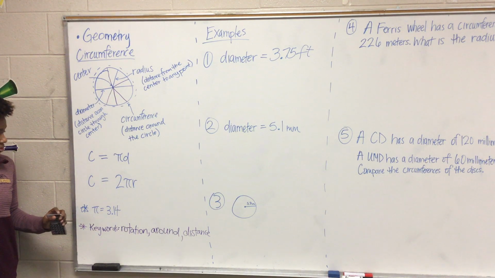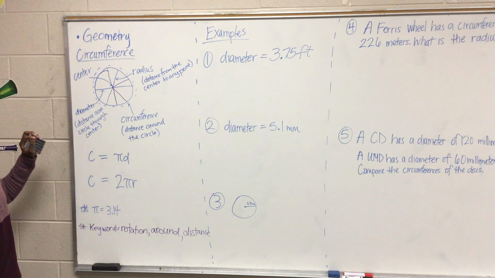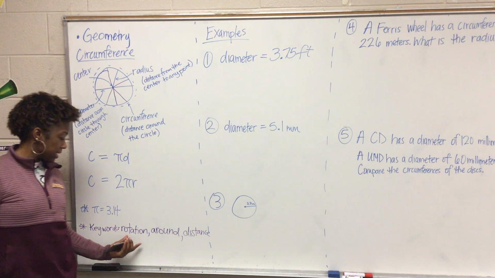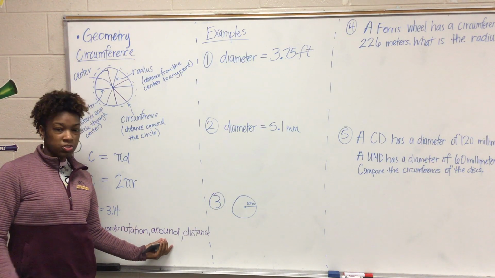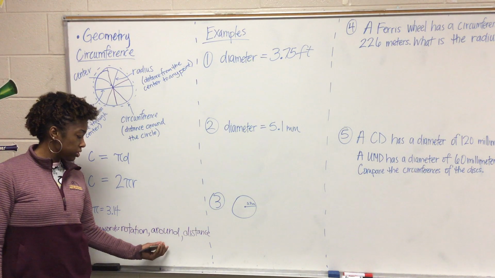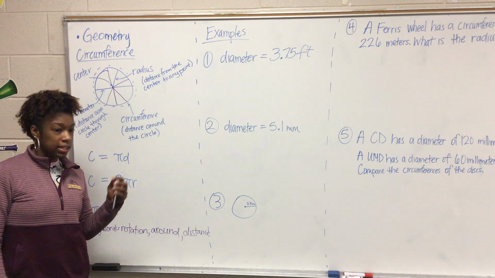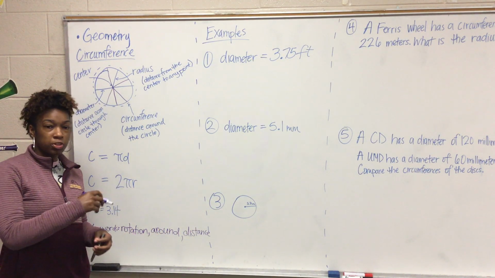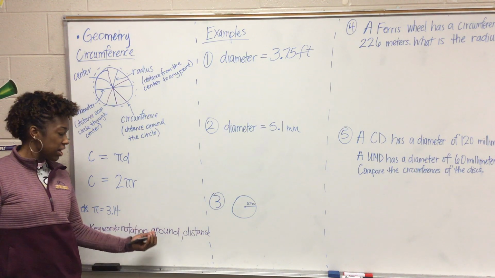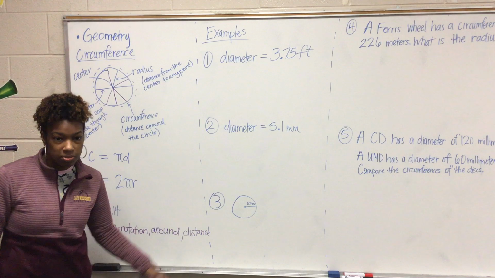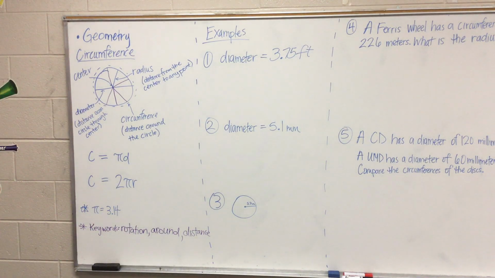Any keywords to know that you're supposed to look for the circumference? They might say find the rotation, or how much something goes around something. If we want to put string around a tree, you want to see how much string is needed, you need to find the circumference. Also, the distance around something. So, of course, the object has to be circular.